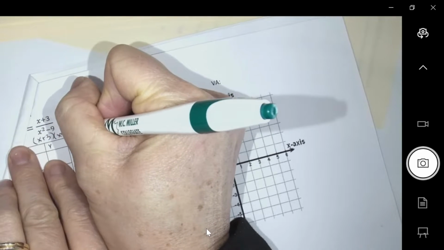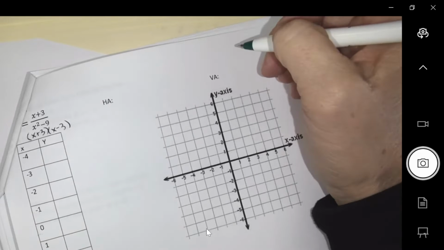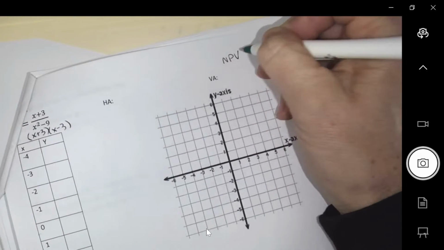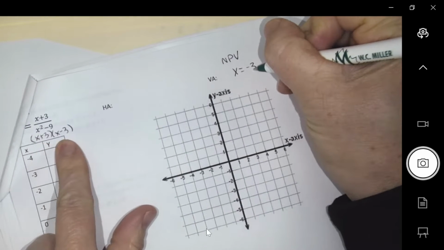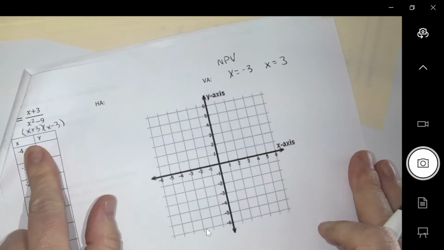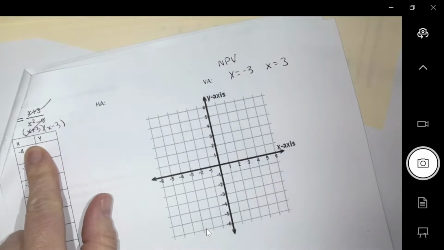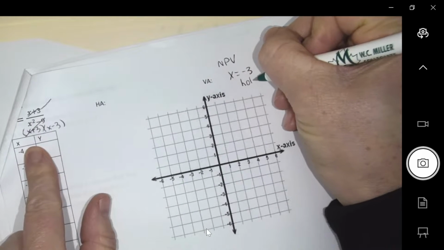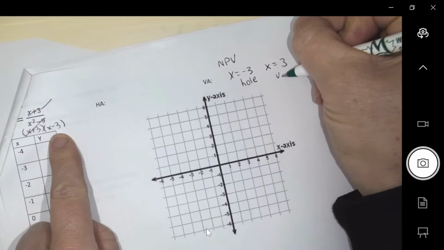Factor. Okay, non-permitted values. I can't have x be a -3 or a 3. But that canceled. So -3 is a hole. +3 is a vertical asymptote.